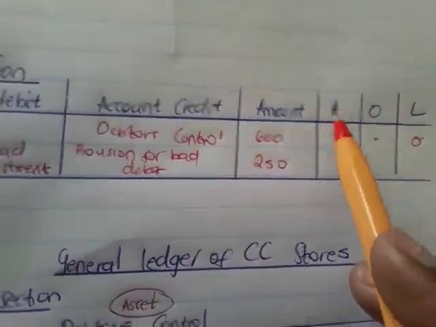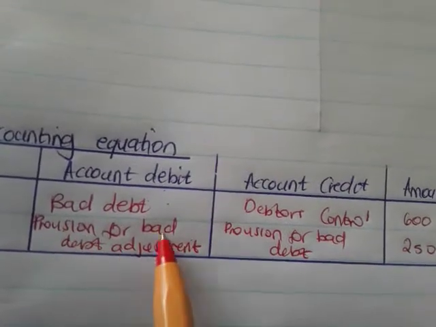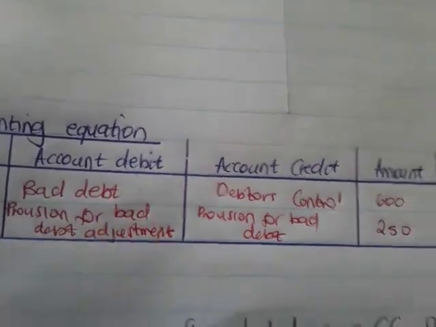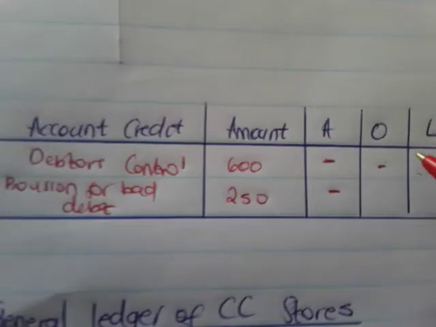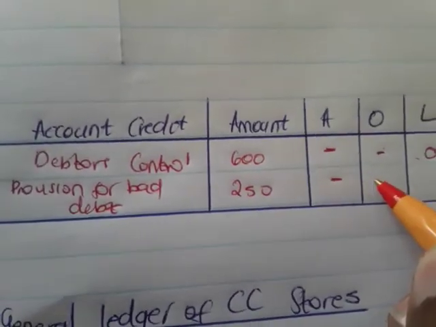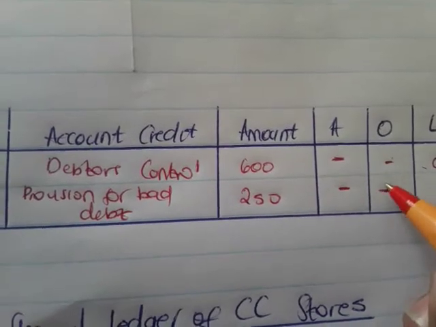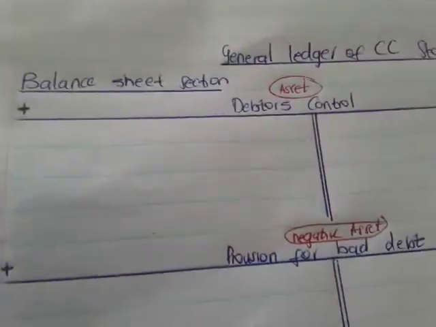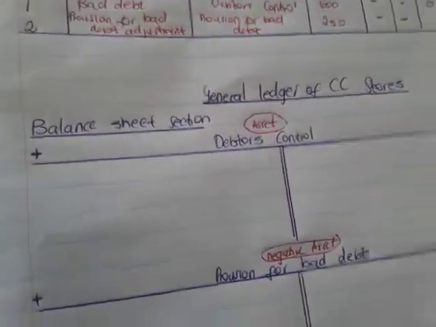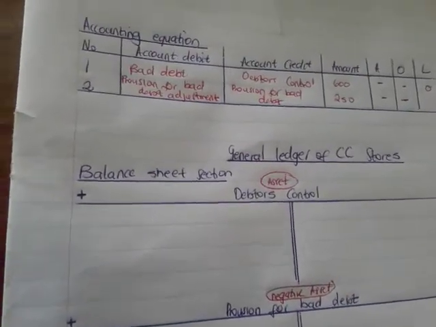Do we have an owner's equity? Yes, we have a provision for bad debt adjustment, which is an expense. And we know expenses increase, and when they increase on the debit side, we actually show a minus. Why? Because they are decreasing the profit, right? And then you do your account. So this is actually easy peasy.